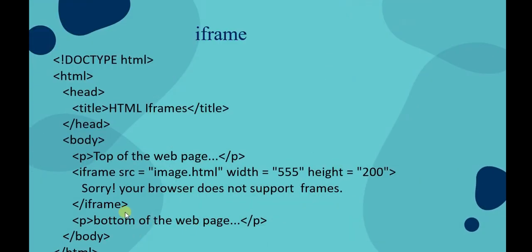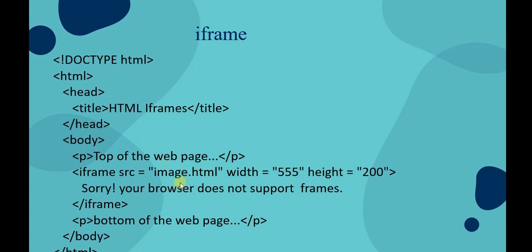Then iframe. Iframe is nothing but we used it in videos, right? We make our frame some width, specifying the width and height. For this iframe we specified the width and height. Then what's the source? Inside this iframe, what do we want to display? The image.html document we want to display.